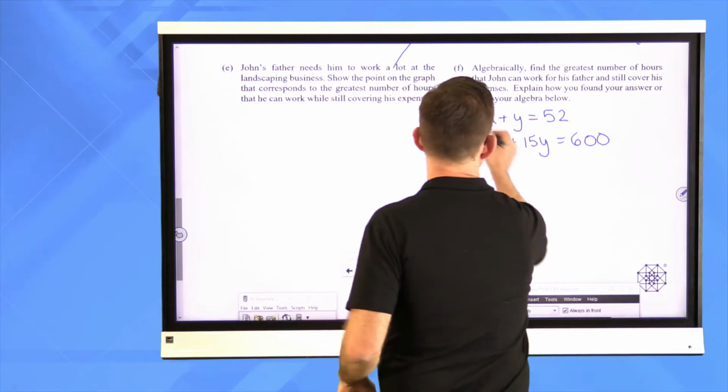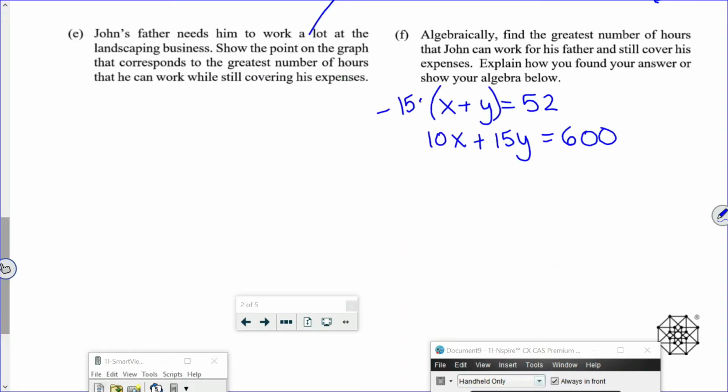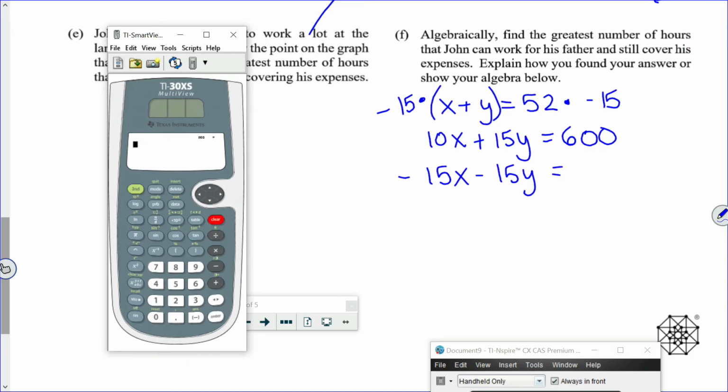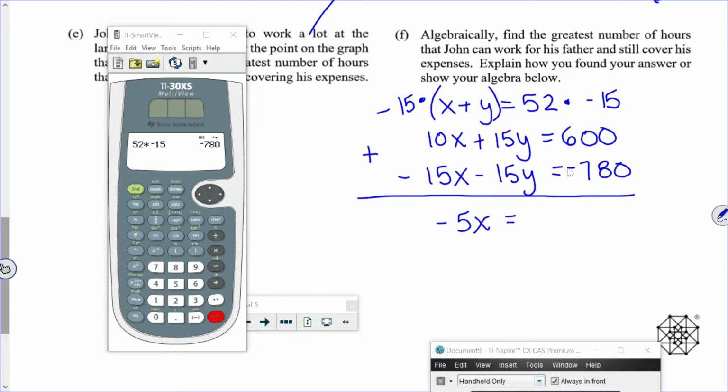So I'm going to take the first equation and multiply it by negative 15. That gives negative 15x minus 15y equals, let me bring out my smaller calculator, 52 times negative 15, which is negative 780. Now I'm just going to add these two equations together. 10x plus negative 15x is negative 5x, and 600 plus negative 780 is negative 180. I'll now divide both sides by negative 5.